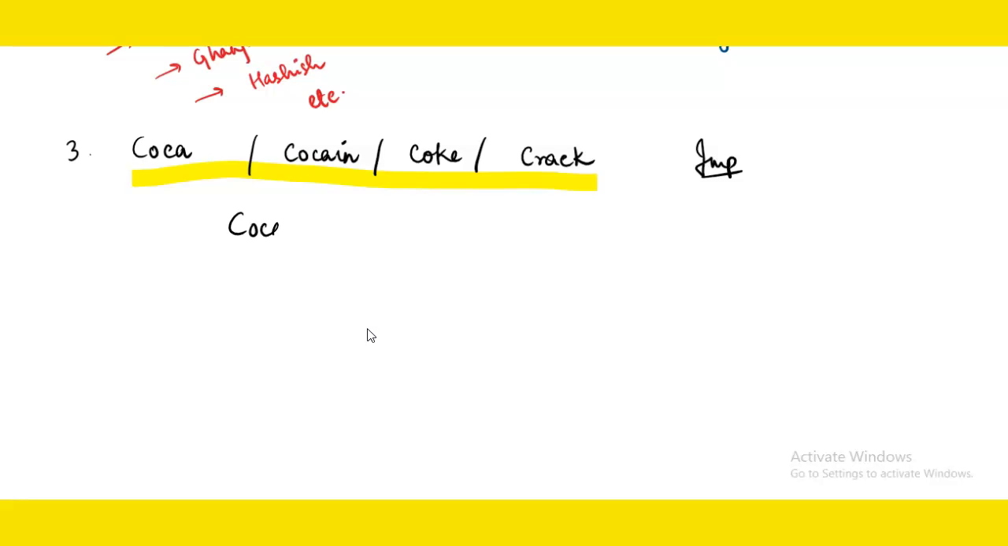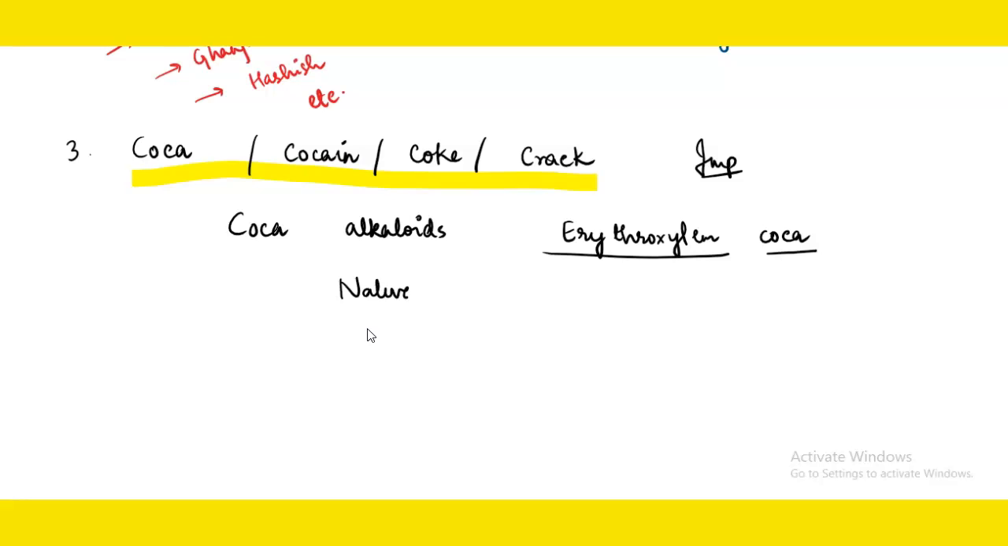So these generally come in the category of Coca Alkaloids, and it is obtained from the plant Erythroxylum coca. Erythroxylum is the name of the genus, and coca is the name of the species. Very important to learn that this plant is a native of South America. It can also be asked.